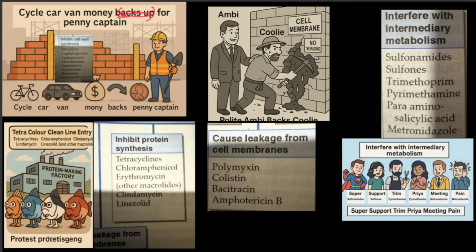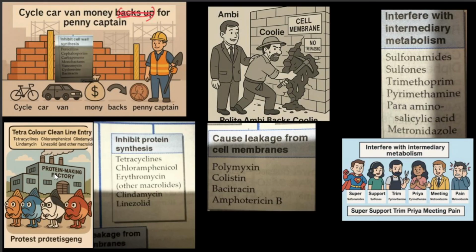Moving on to the third class of drugs, those are the drugs which inhibit protein synthesis. We see a protein making factory here, and there's a shutdown, and we see 4 fishes outside that protein making factory. They are protesting. What do they protest? Tetracolor clean line entry. These fishes are for 4 colors, so they stand as a team, tetracolor clean line entry.